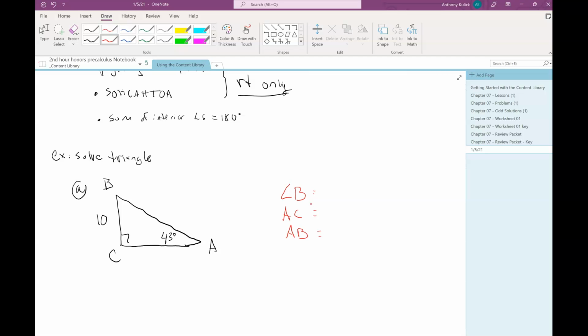So in this first situation, you're given an angle and a side length. So there's three pieces that we still need to find. We need to find angle B, we need to find side AC and side AB. Cool? What's the easiest thing to find straight from the get-go? Angle B. How do you do it? Great. Yeah, so 180 minus 90 minus 43. So that's 47.